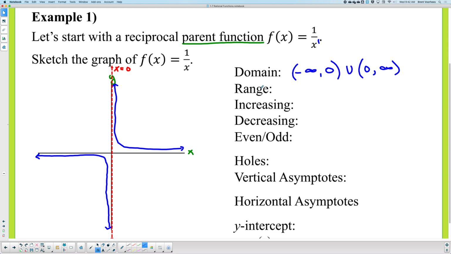Now let's go on to range. What's the difference between domain and range? Range is y. Range is talking about the y's. So always go from the smallest number to the largest, so bottom to top. How low does this graph go? Negative infinity. That's how low it goes. Now, how high does this first piece go?